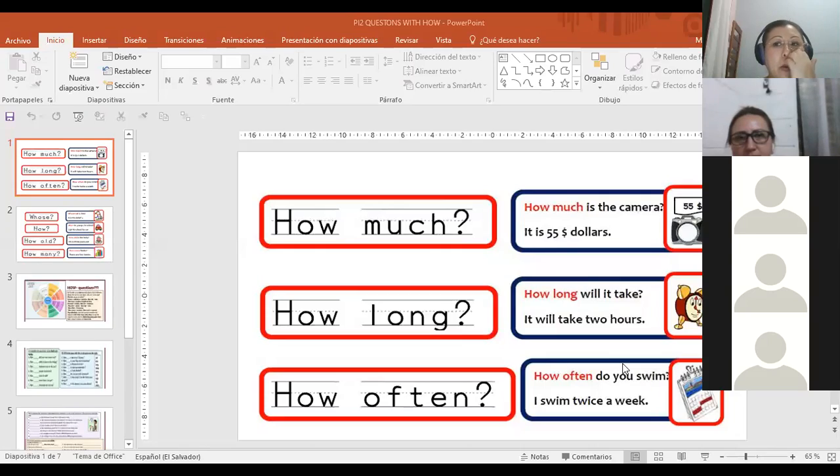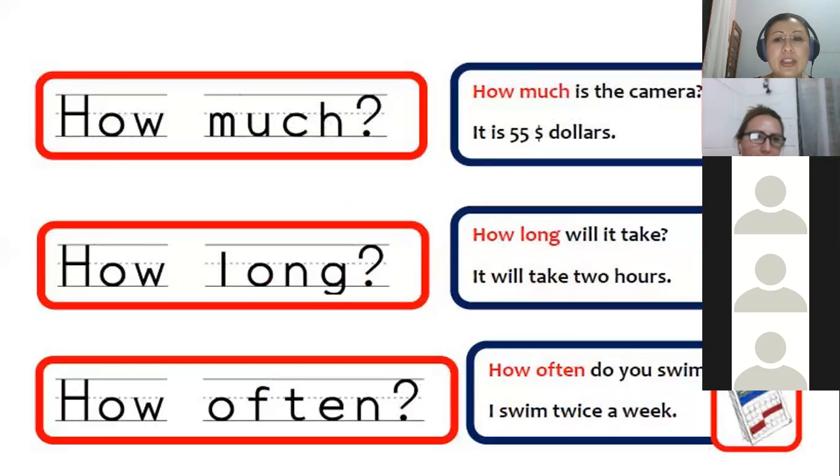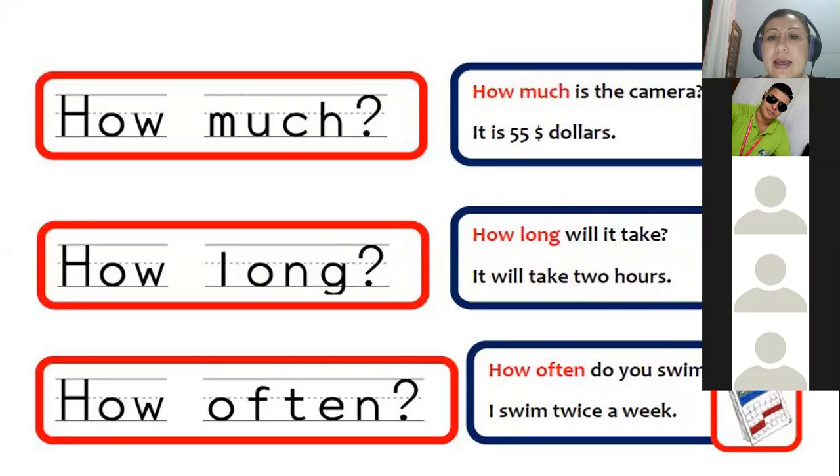Okay, when we use the word how, we have different expressions. For example, how much? And how much is to ask cuánto, ¿verdad? For uncountables, and we say, how much is the camera? It is $55. También utilizamos how to ask how long. How long will it take? It will take 2 hours. How long? How long is cuánto tiempo?